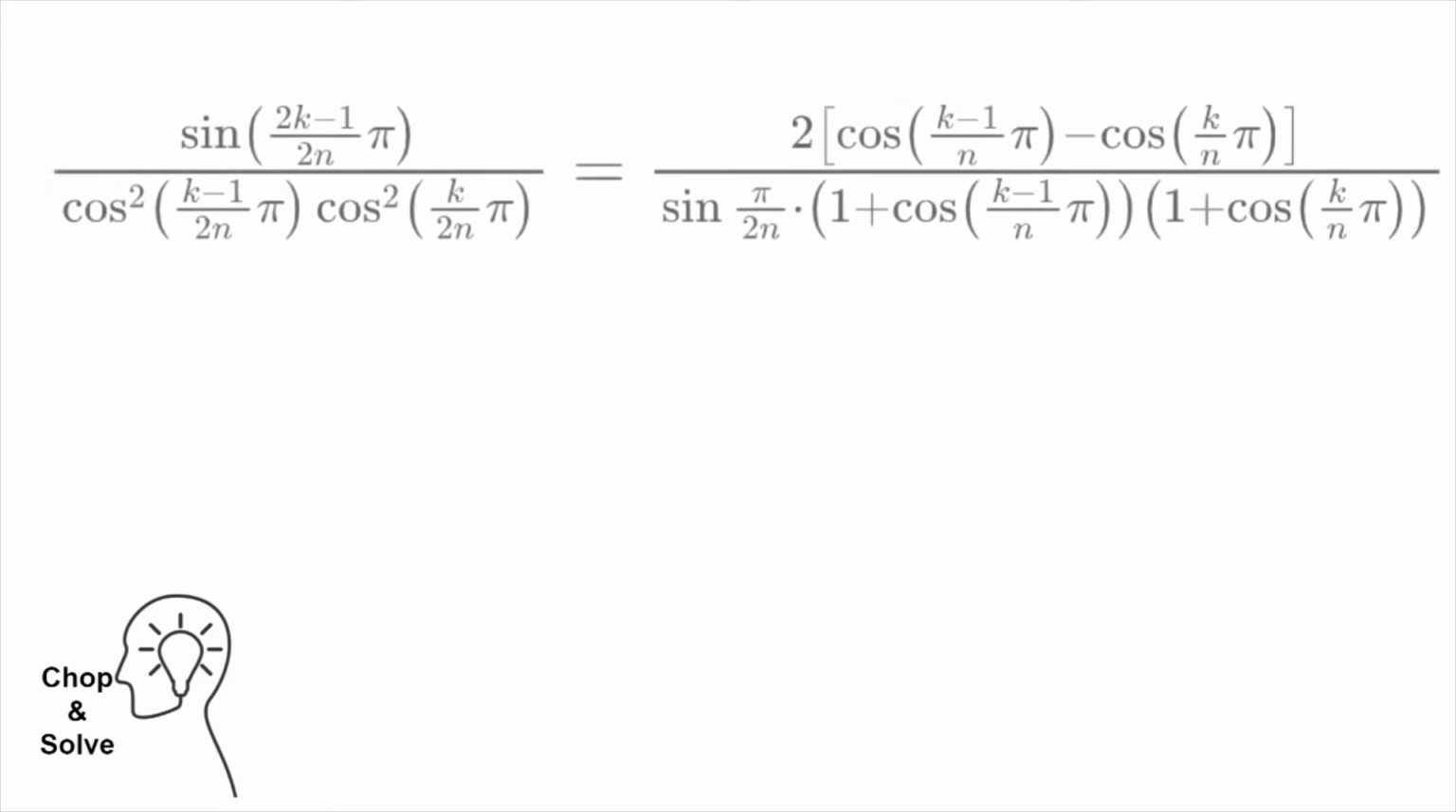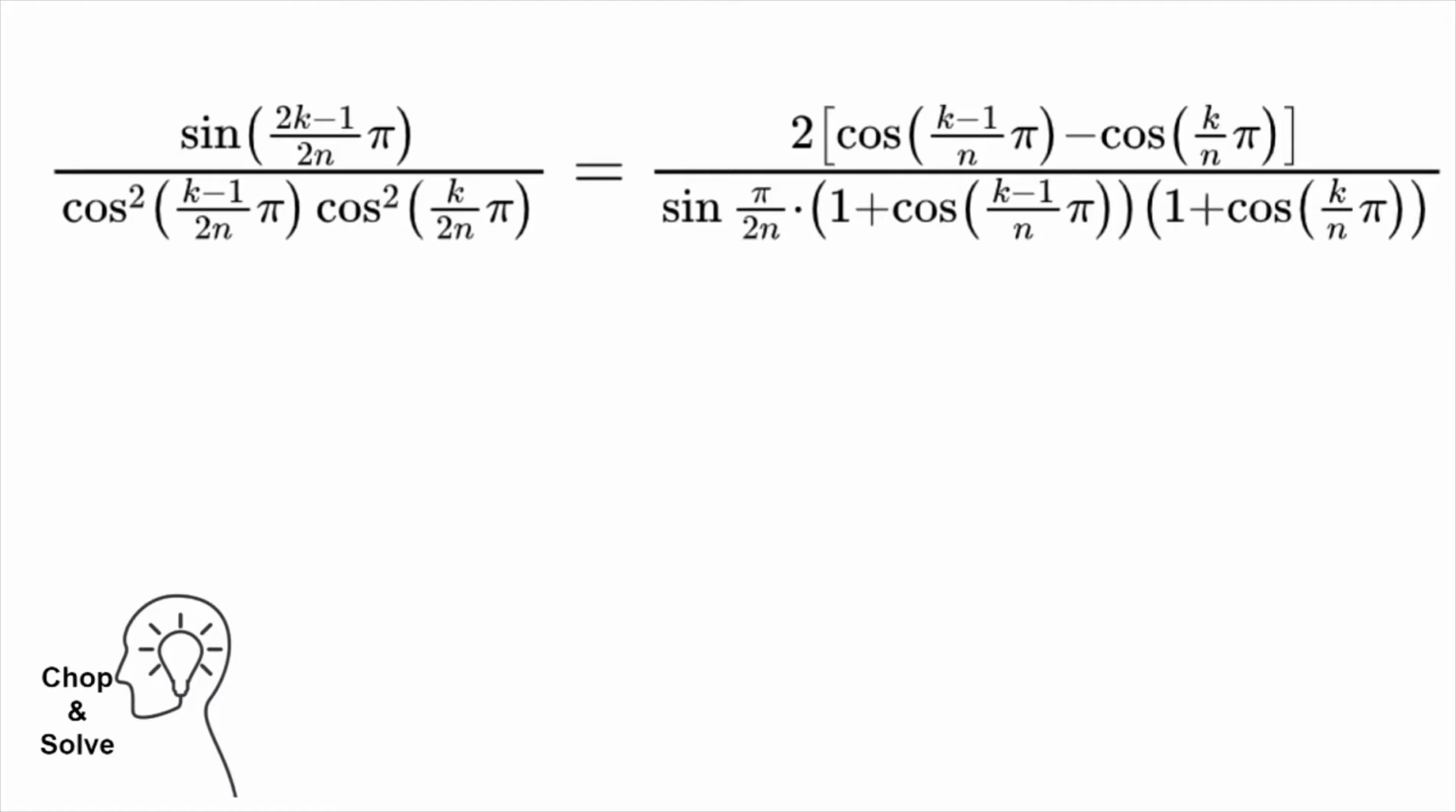Our first hint is that we have to write the term u_k. Let's say u_k equals sin((2k minus 1)π divided by 2n) divided by cos²((k minus 1)π by 2n) cos²(kπ by 2n). And our target is to write u_k in the form v_k minus v_{k minus 1}, so that if you sum over u_k, it becomes the first term and the last term of the v_k series.